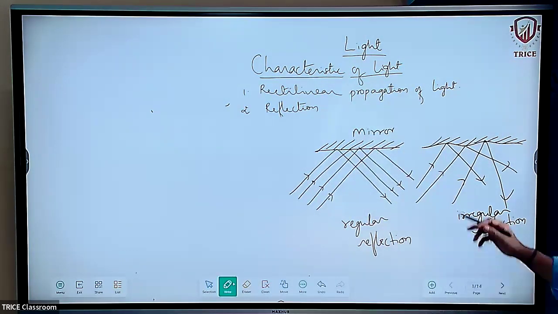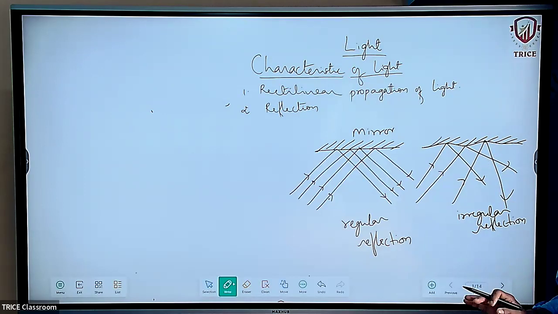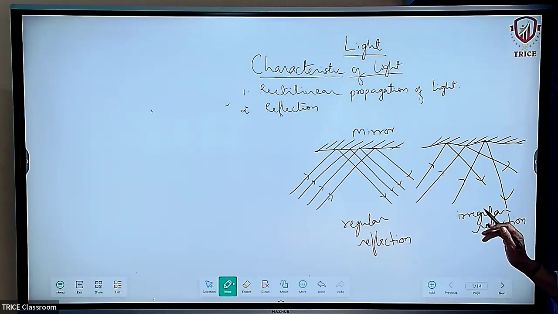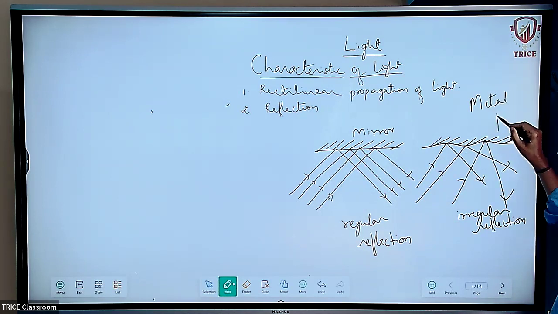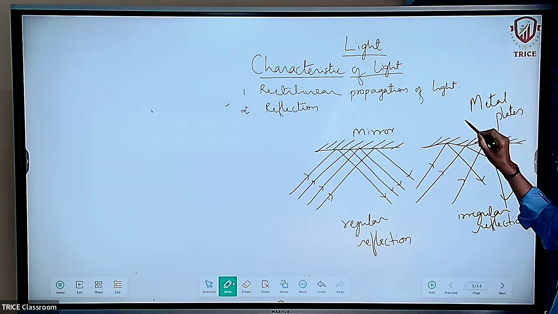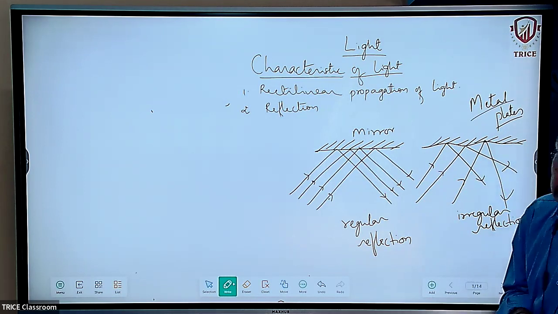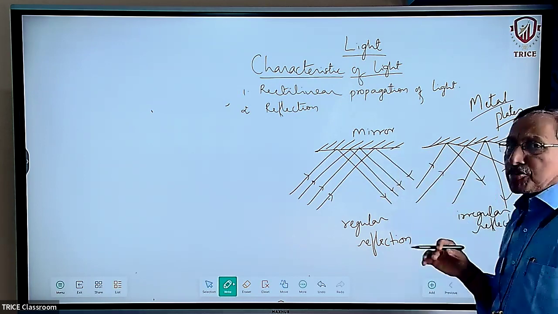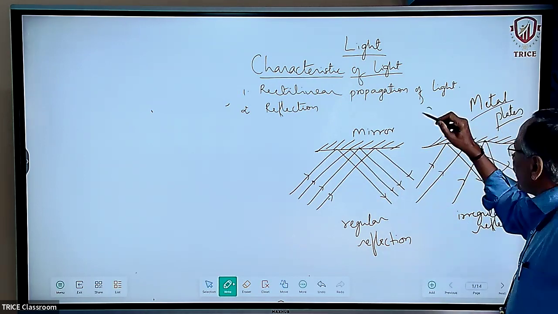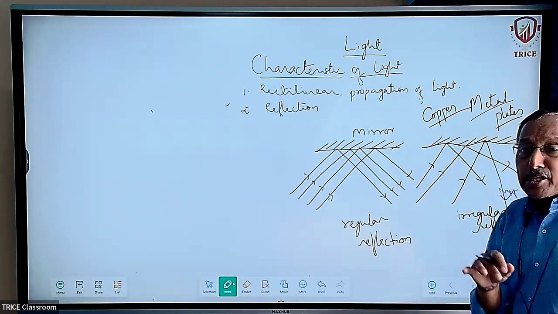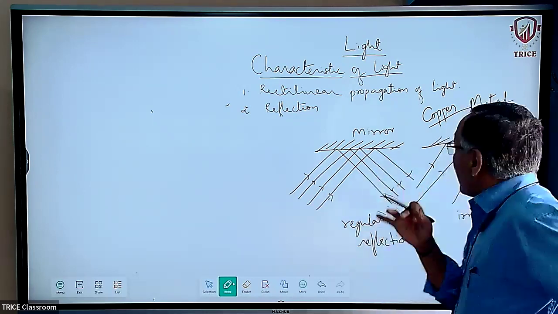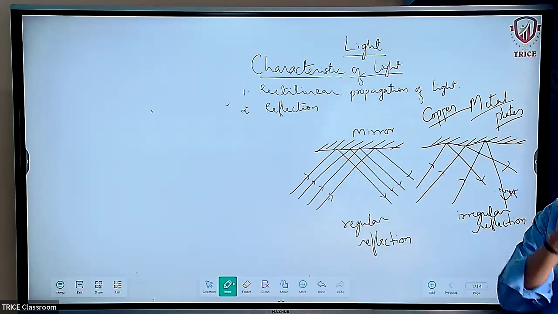This happens because light rays get scattered in different directions. The best reflecting surface that we know today is a mirror. Earlier, metal plates, especially copper, were used as reflecting surfaces by the kings and queens. When metal was discovered, they started using copper. Copper is a very good reflecting surface if it's polished. All metals are shiny. If it is polished a little bit, it acts as the best mirror.